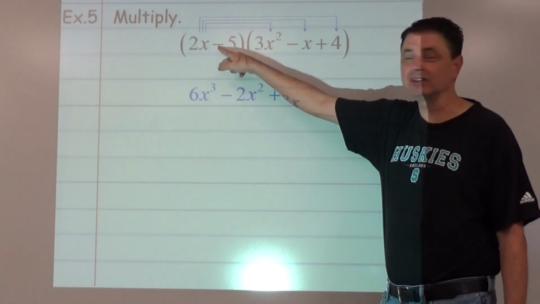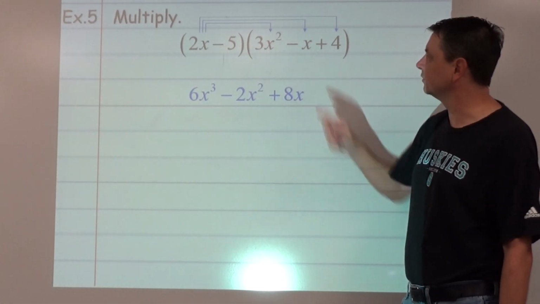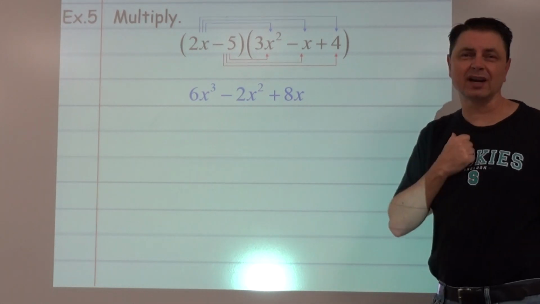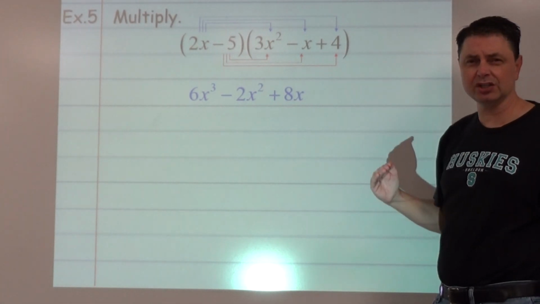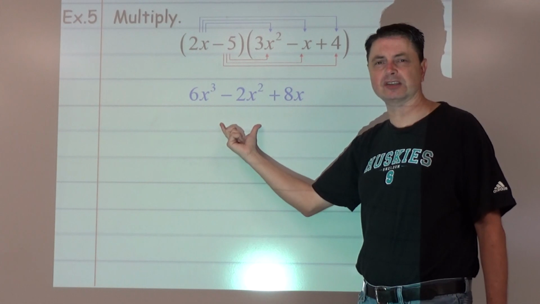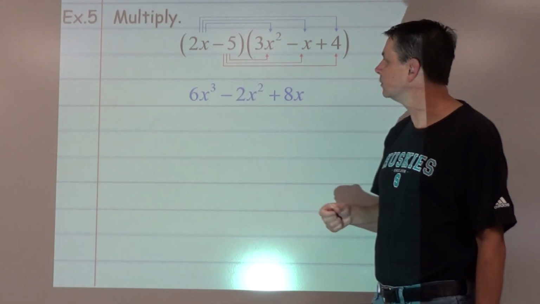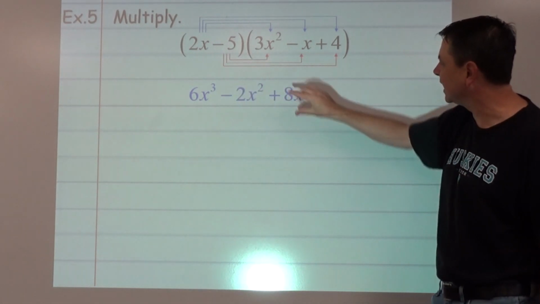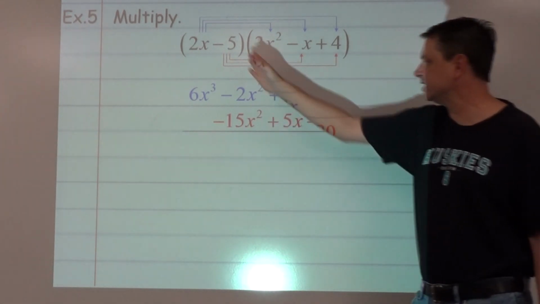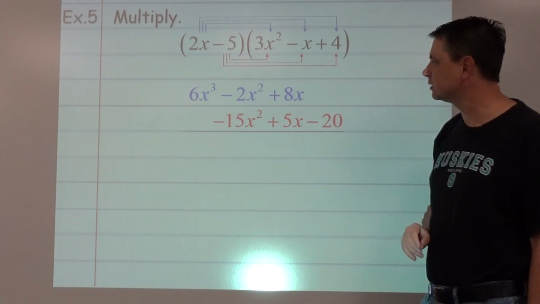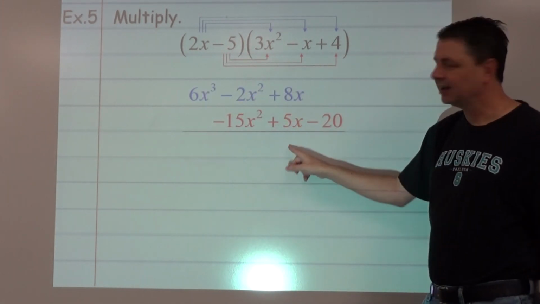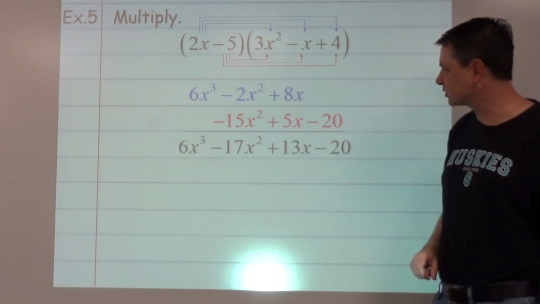And then we're going to distribute the negative 5 to all three of these. So negative 15x squared. Here's where I really like to do the vertical addition. So I'm going to stack the negative 15x squared right underneath this one, so I have an x squared column. And then plus 5x and minus 20. Now it's really easy to add straight down in columns. 6x cubed minus 17x squared plus 13x minus 20.